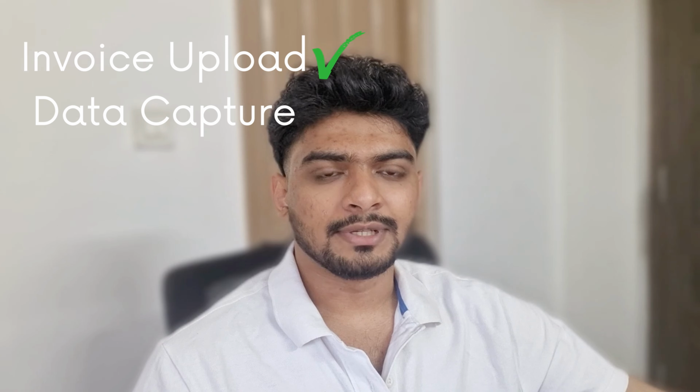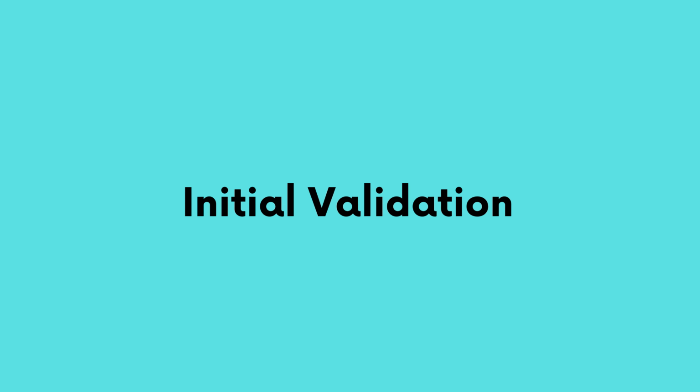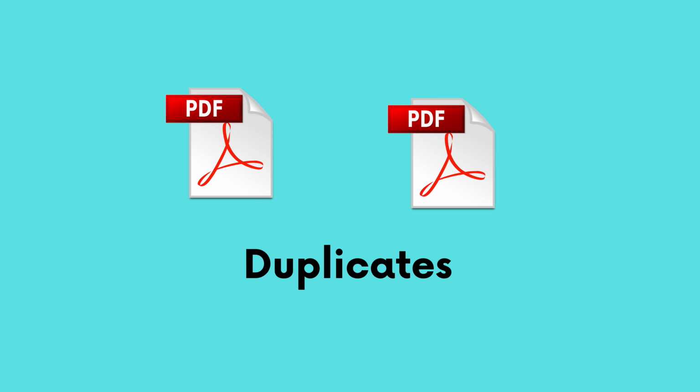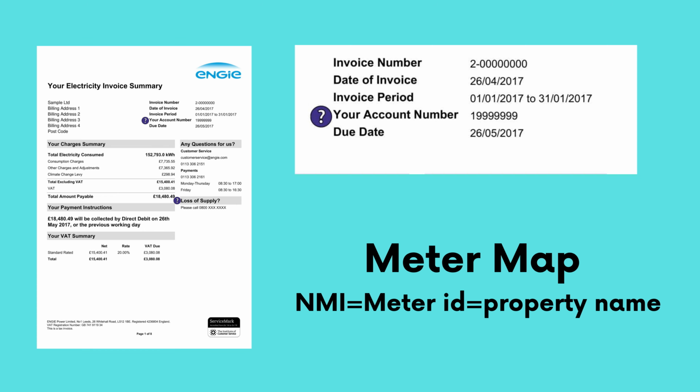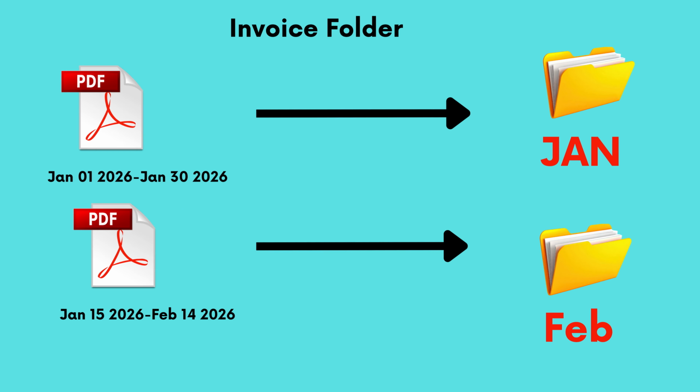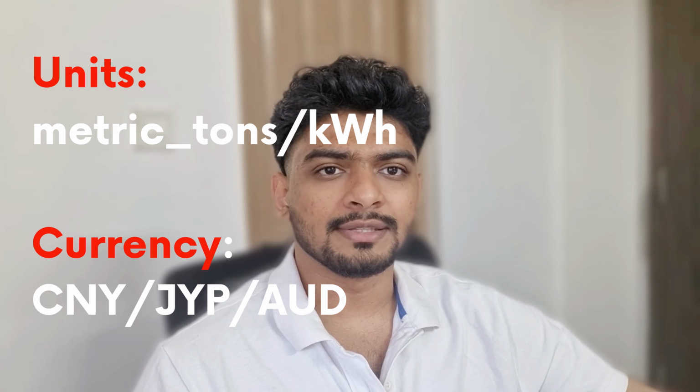Once the data is captured, the next step is initial validation. This is very important, and this should be done before uploading to any platform. Even if you don't have a platform and you're managing everything in Excel, you still need to do this step. In this stage, you will check for duplicates, recaptures, correct meter mapping, proper classification, whether files are uploaded in the right folders, units, and currency checks.